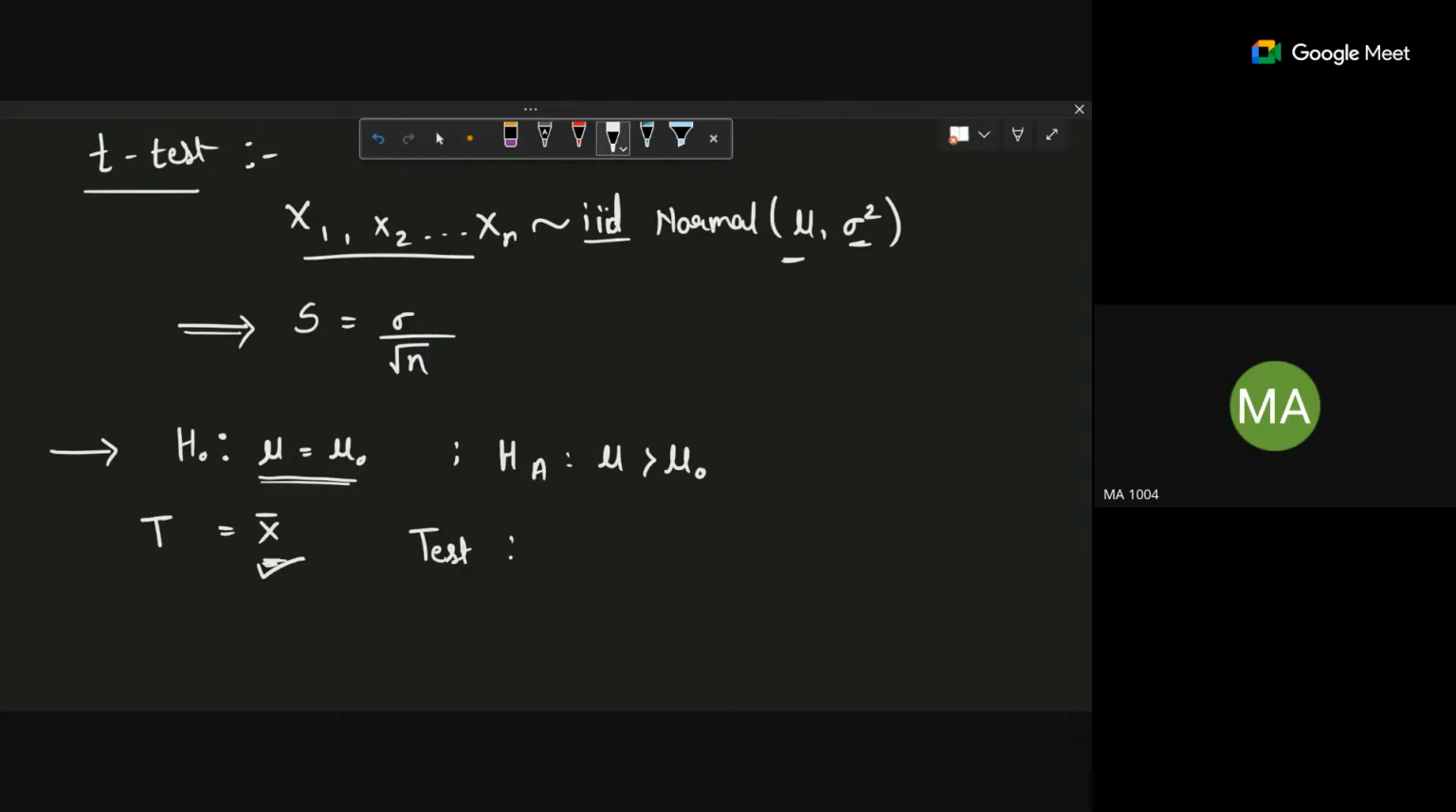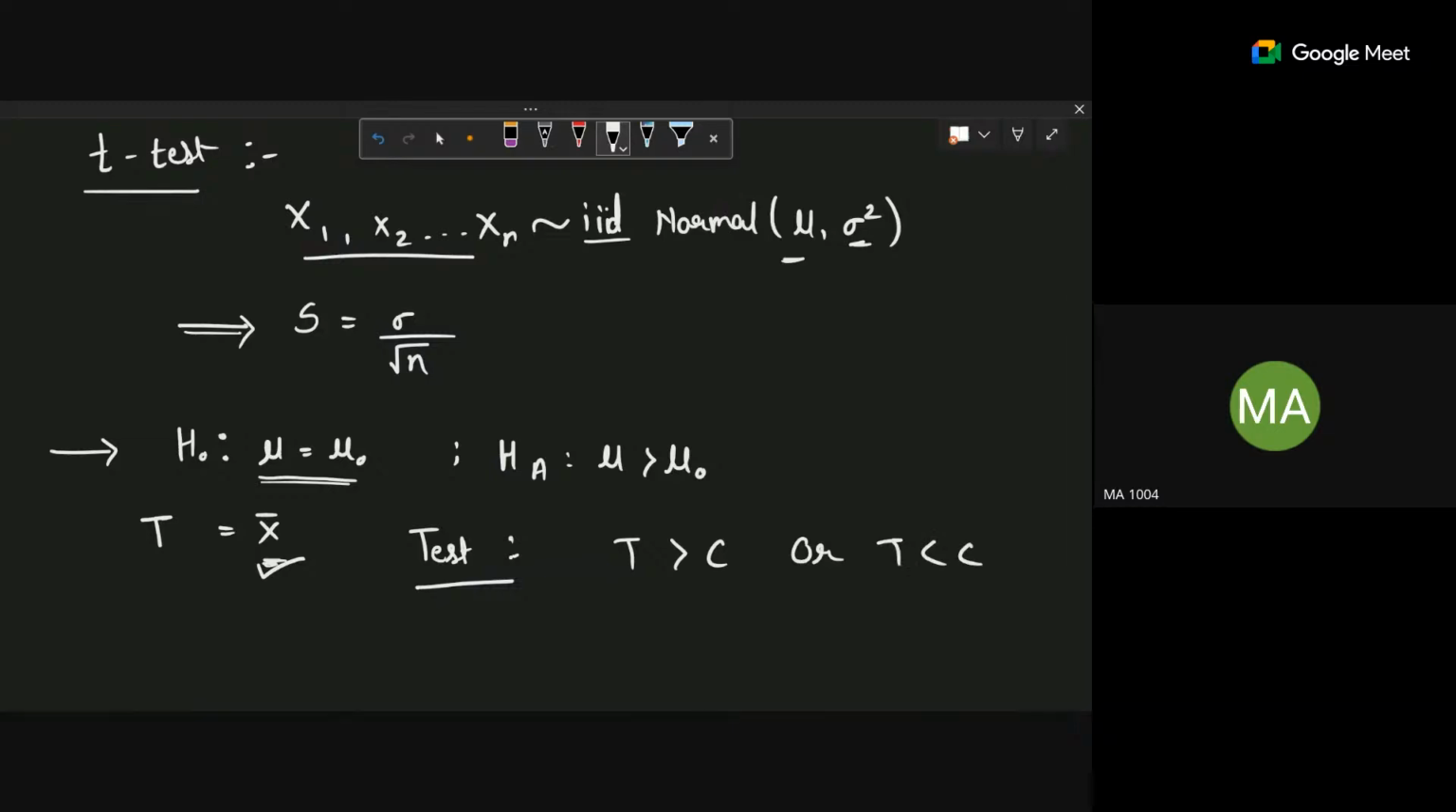Let's say the test is... What should it be? Should I say X bar greater than C or less than C? Anything? Not equal to C, ma'am, because we don't know that. Greater than C? Why T greater than C? That's what I'm asking. Should it be T greater than C, or T less than C, or anything I can take here?